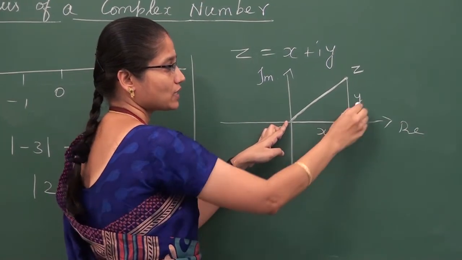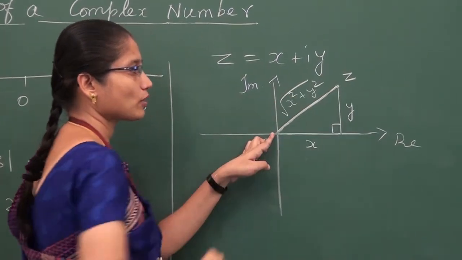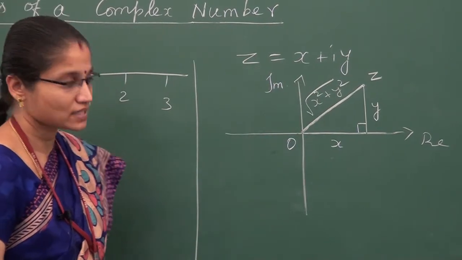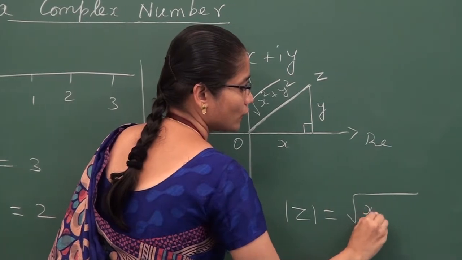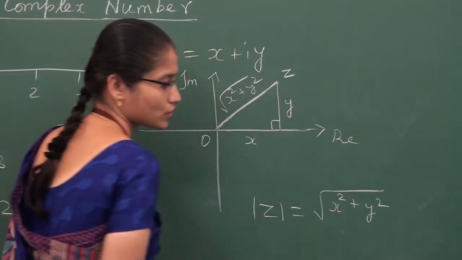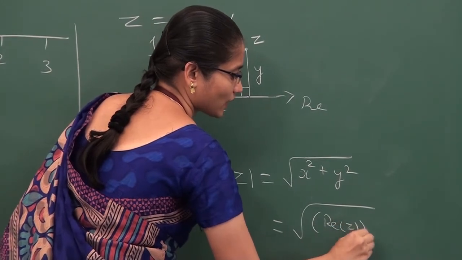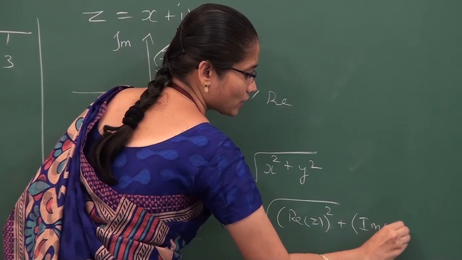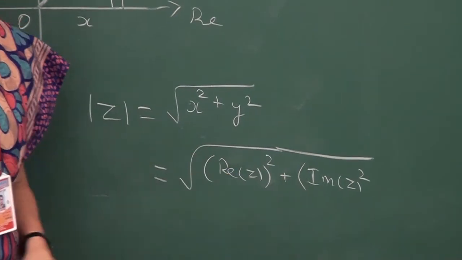So using the Pythagoras theorem, we can calculate this side as root of x square plus y square. So for a complex number z equal to x plus iy, the modulus of z is nothing but root of x square plus y square, that is, the square of the real part plus the square of the imaginary part, under the root.